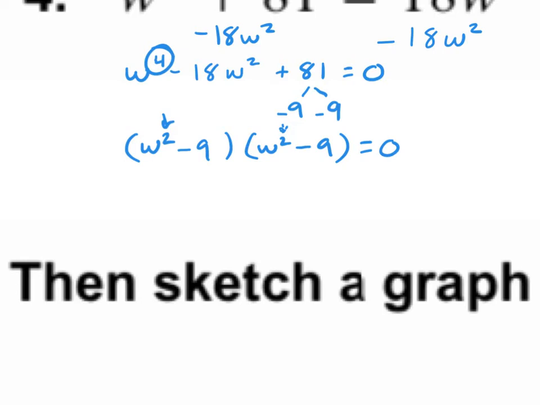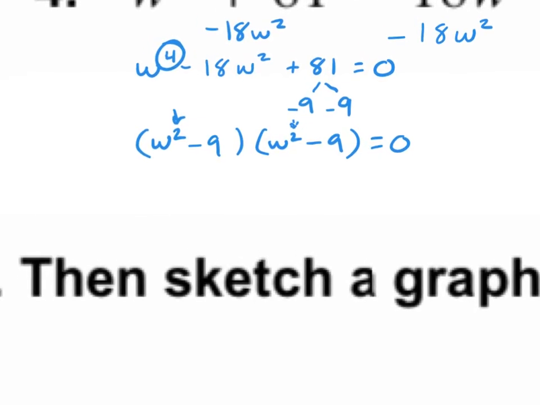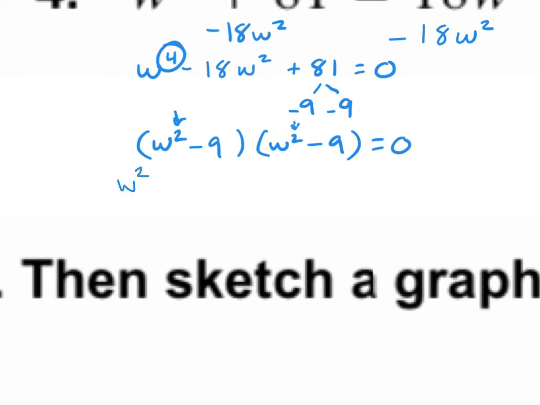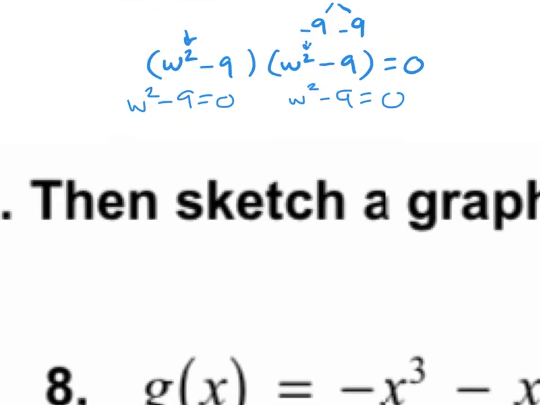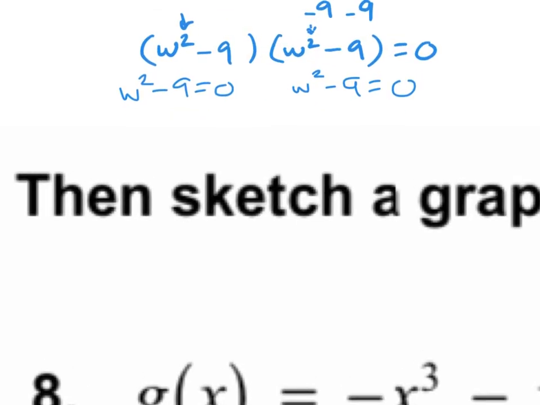Oh, well, we can factor it more. Or, since we're solving here, we don't even have to factor it more. We can just set them equal to 0. So, w squared minus 9 is equal to 0. w squared minus 9 is equal to 0. If this said factor completely, we would need to factor it more. But since we're just solving here, we don't have to factor it anymore.